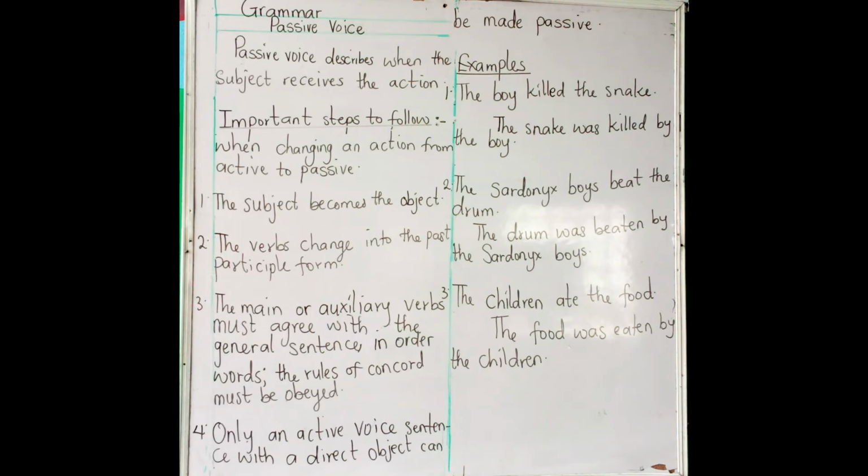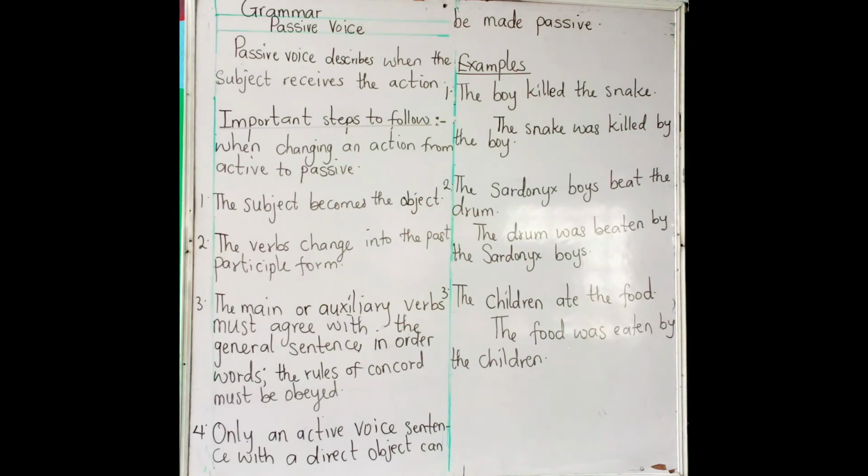Number 3, the main auxiliary verbs must agree with the general sentence. Now this is very, very important when we are talking about sentences. This is where a lot of us get it wrong. Let's look at this scenario. You witnessed a football match. You saw it happen. You watched both teams play their thing, and you really enjoyed it. And you're trying to describe it to someone that was not there when the match was played.